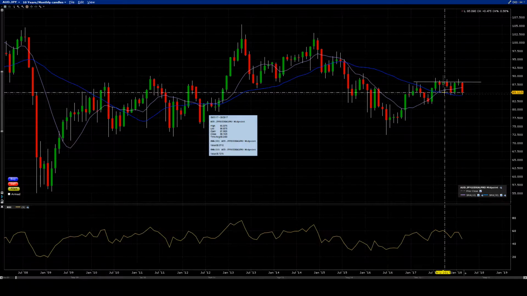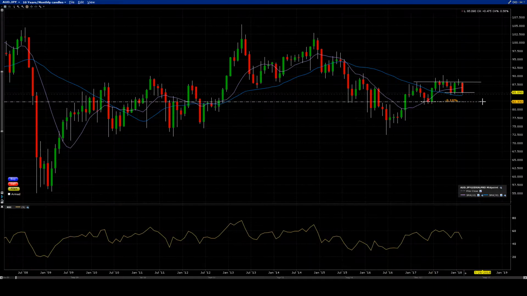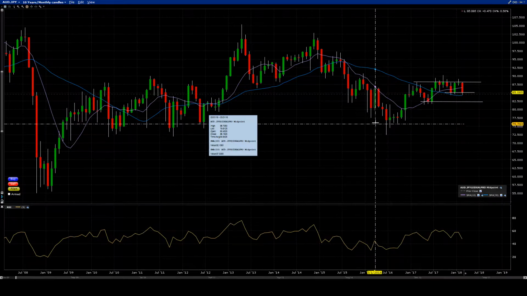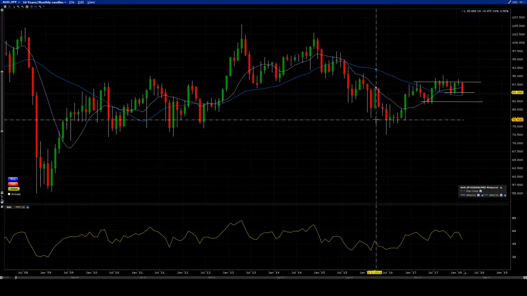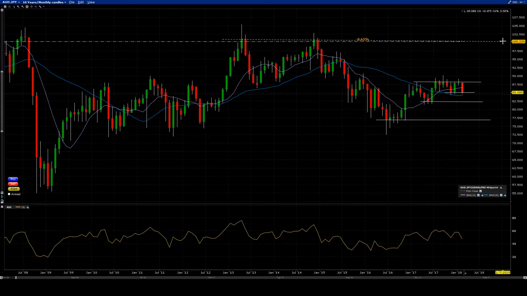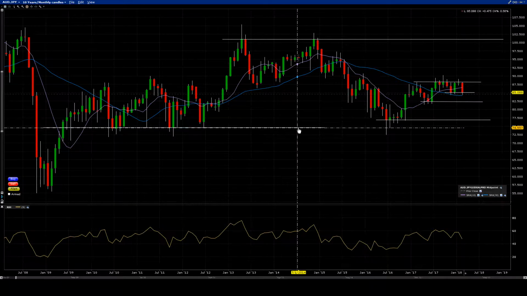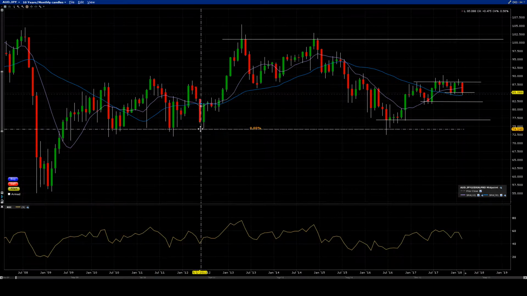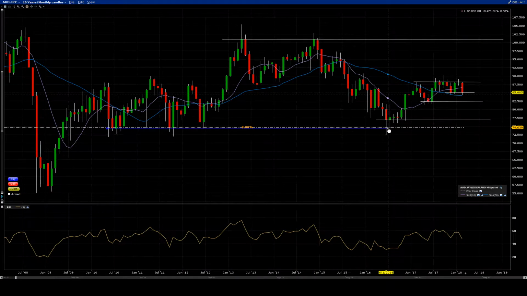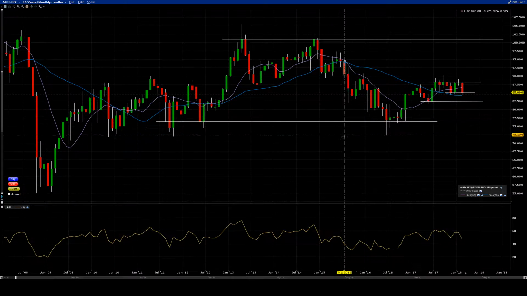and you have some support right here getting tested right now at the 85.11. Some longer support here, and here you have some even further support. And here is the extreme range. All right, so that seems to be about it for our setups.